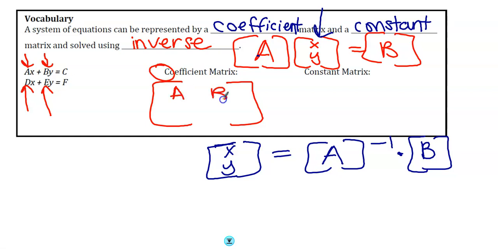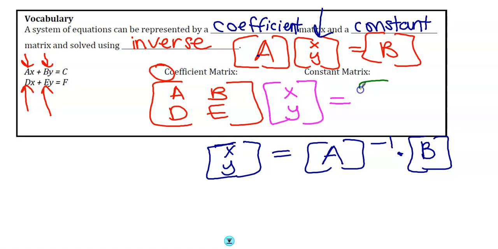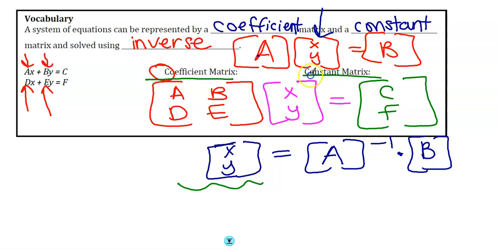So I have A, B, and D, E, part of this one. What are my variables? Those variables are X and Y. And that equals what are my constants? My constants are C and F. And again, how am I going to do that? I'm going to isolate my variables and do the inverse of the coefficient matrix times the constant matrix. So this is one way to solve a system of equations.